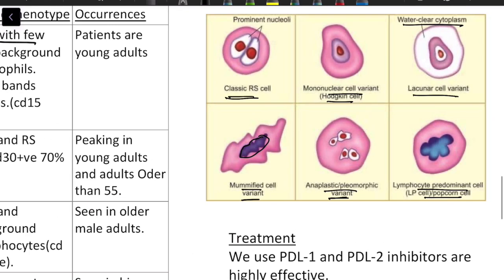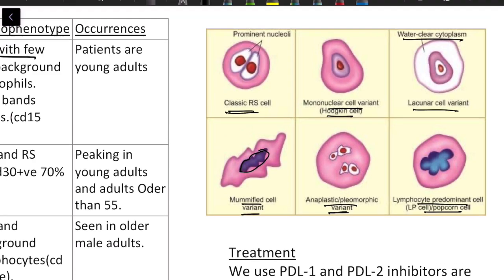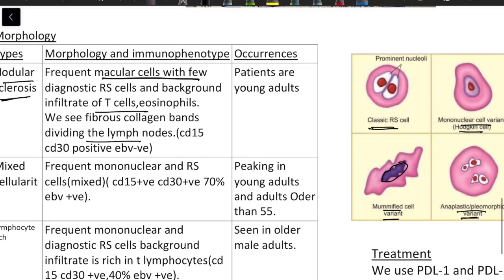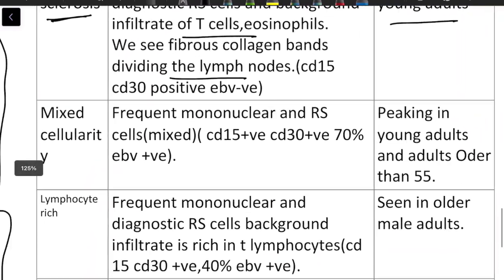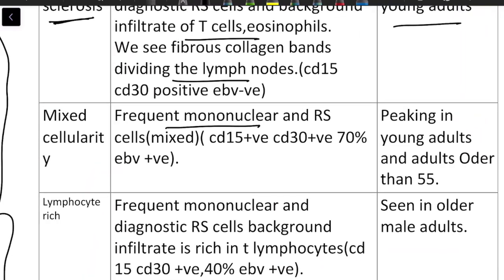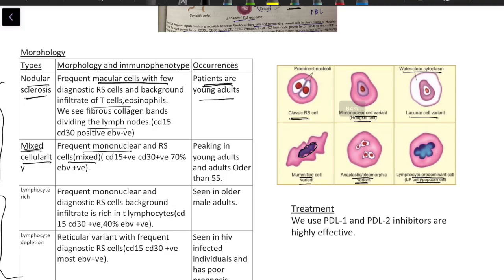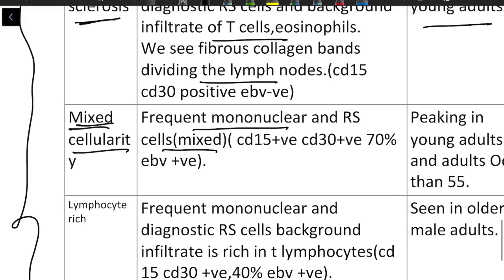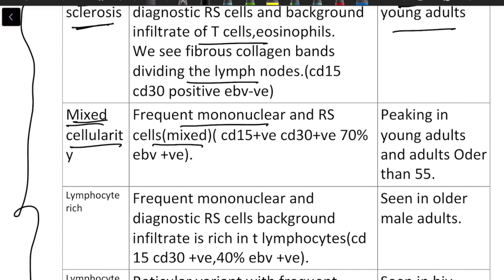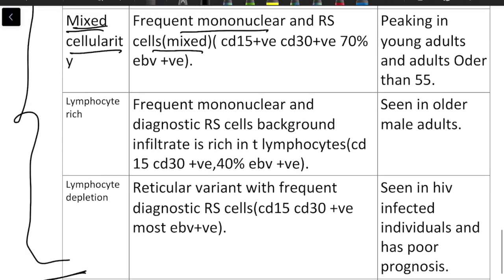So what are these lacunar cells? Just like I talked to you about, these lacunar cells have a clear watery cytoplasm. This is most commonly seen in nodular sclerosis, RS cells are very few, and the patients are generally young adults. If I talk about mixed cellularity, then there are frequent mononuclear cells and RS cells, and both are mixed, as the name suggests. So we see both the mononuclear and Reed-Sternberg cells. The mononuclear cell looks like this and the RS cell is just like this. Here the peak is in young adults and adults older than 55. Basically, it has a biphasic type of distribution.